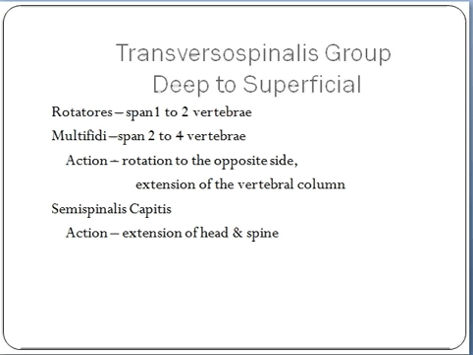The transversospinalis group, from deep to superficial, are the rotatories, which span 1 to 2 vertebrae, the multifida, which span 2 to 4 vertebrae, and the semispinalis capitis. If you look at your book on pages 200 and 201, there are some really good diagrams of the multifida and the rotatories muscles. In the picture on page 200, you're going to see the rotatories, which are the deeper muscles, on the right-hand side of the body, and then overlaying them will be the multifida muscles on the left side of the body.